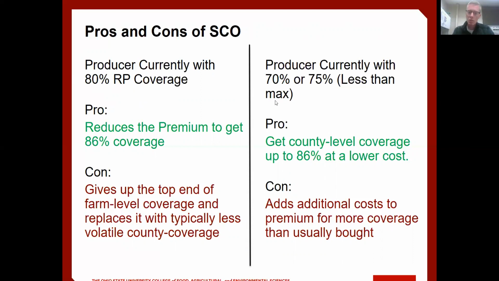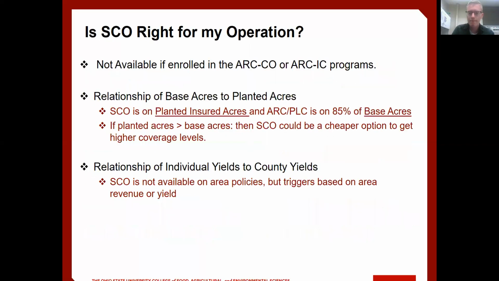However, if you're a producer and you tend to buy lower coverage, so 70 or 75% insurance, you can get up to 86% at a low cost, but maybe you don't want that higher coverage. Maybe you're comfortable with 70 and 75, so it doesn't really make sense to pay more money to get more coverage. It's totally up to you, but we at least see that for high insurance coverages, those people that like 80 and 85% coverage, this is an option to get that coverage at a lower premium. You're just giving up some top end potential, but it is at a lower price.